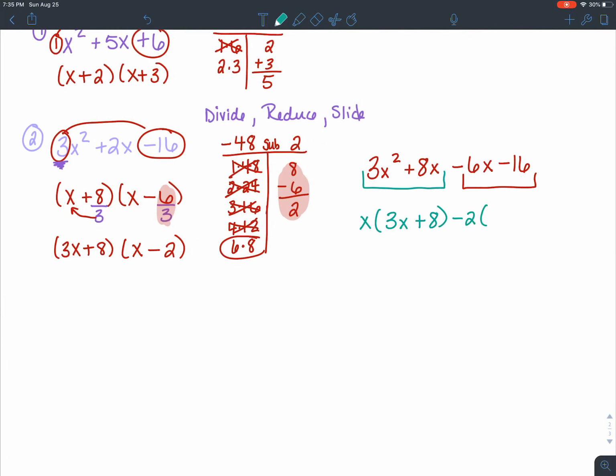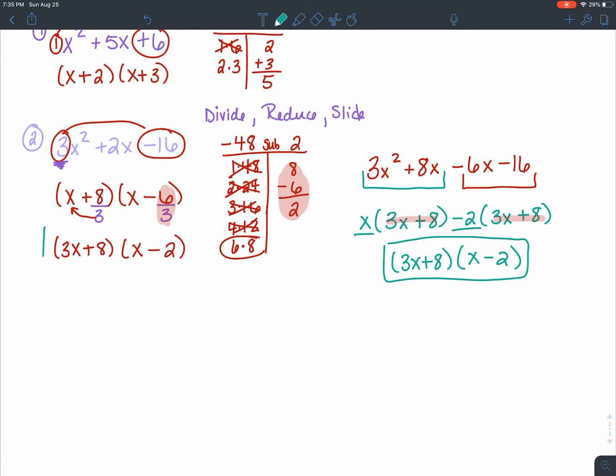And then I'm left with 3x plus 8. And in grouping, we want these to match, and they do. So one of my parentheses is 3x plus 8, and the other parentheses is what is on the outside, x minus 2. Look at that. Same exact answer, folks.